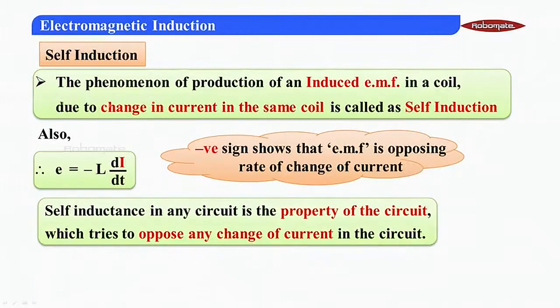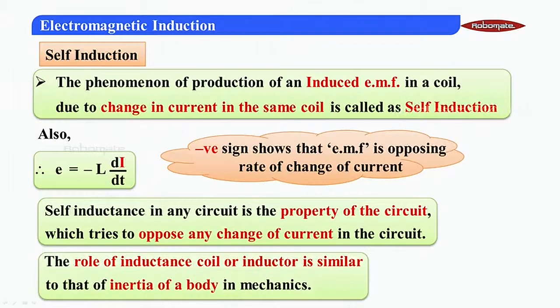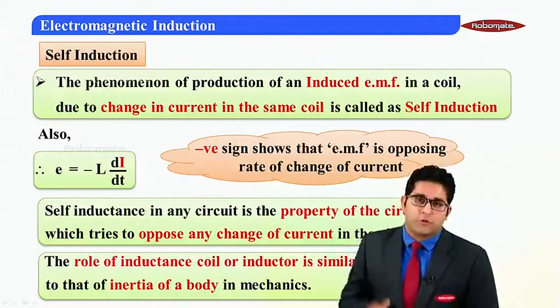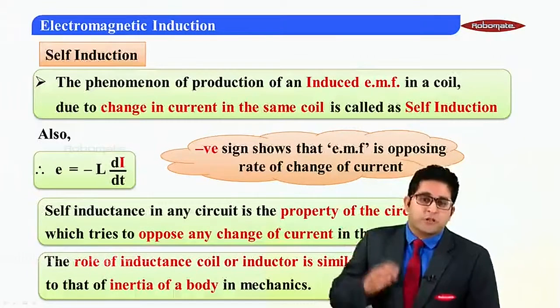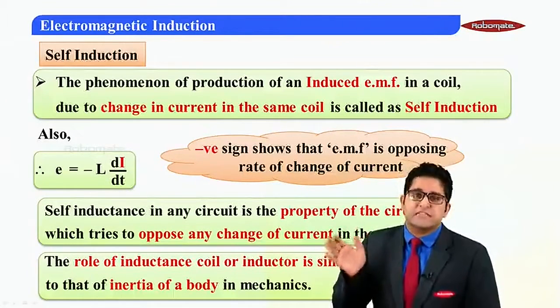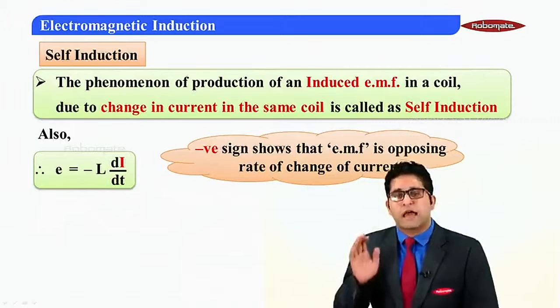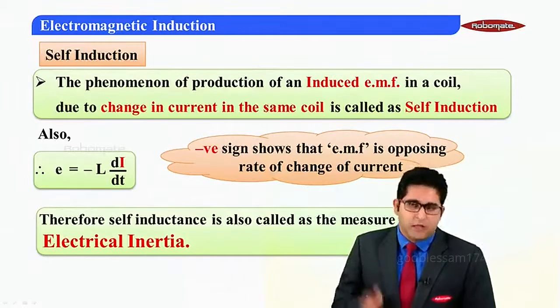Now this property is exactly similar to that word that we have learned in mechanics, which is referred to as inertia. Do you remember what inertia is? Inertia is that property which opposes the change in state of rest or change in the state of uniform motion of a given body. In similar terms, self-inductance is that property which opposes the change in the value of current. Thus I can say self-inductance is also referred to as electrical inertia, or the measure of electrical inertia. Now let us move further.